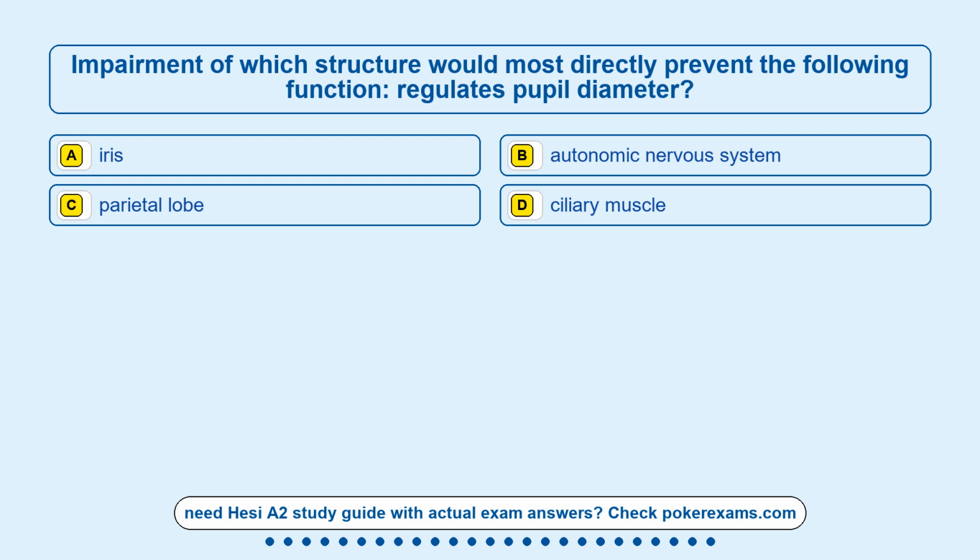Question 1. Impairment of which structure would most directly prevent the following function? Regulates pupil diameter? Option A, iris. Option B, autonomic nervous system. Option C, parietal lobe. Option D, ciliary muscle. The correct answer is option A, iris.